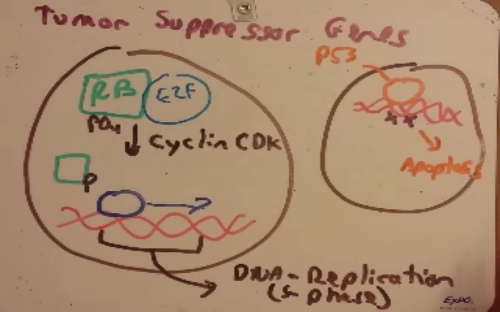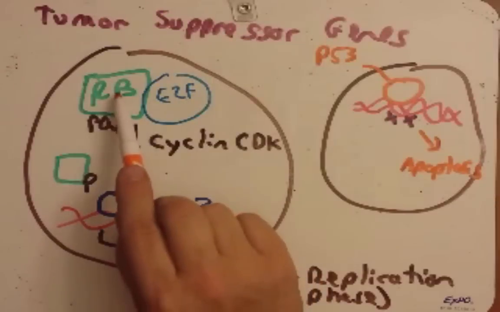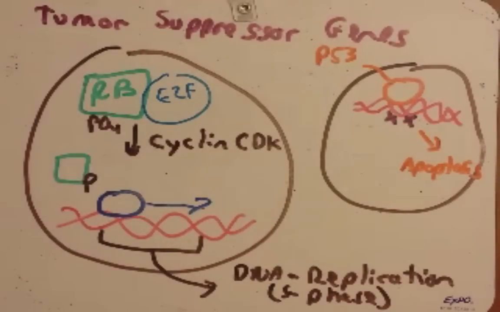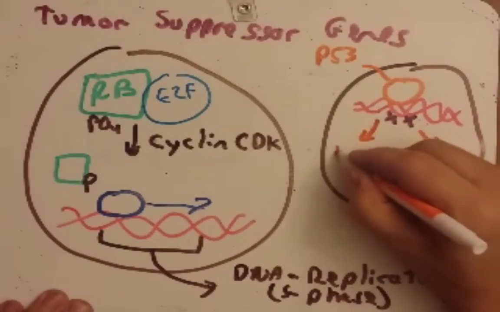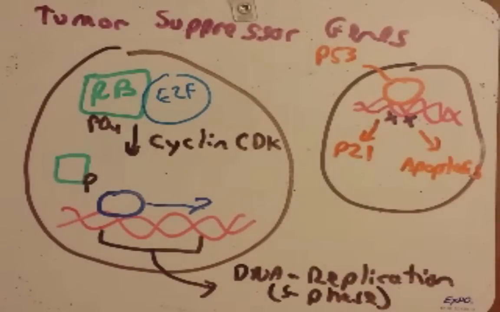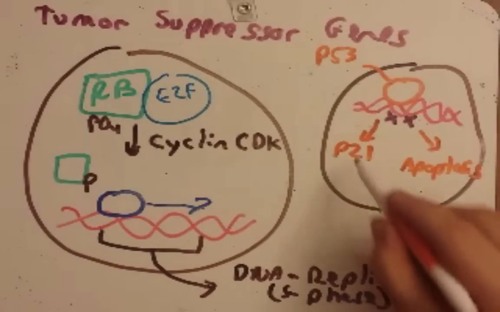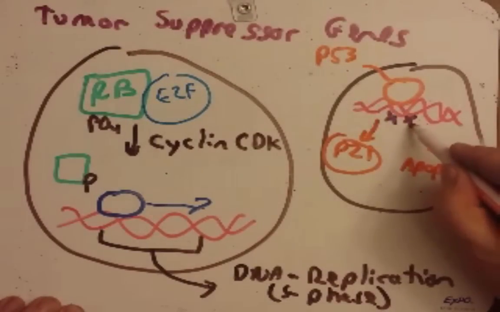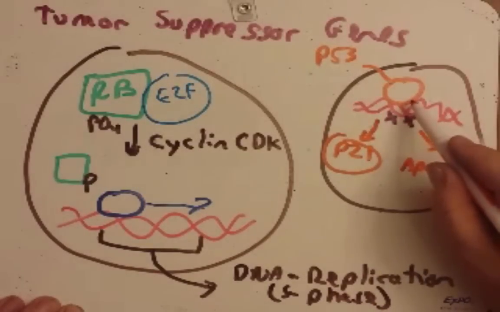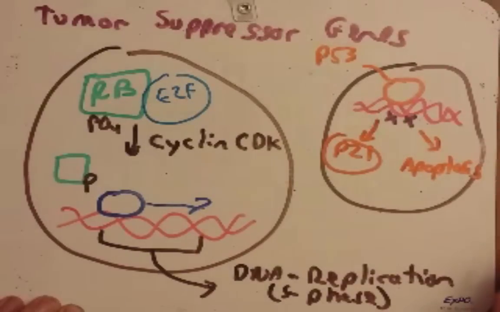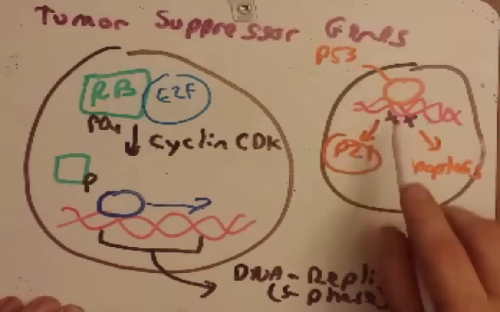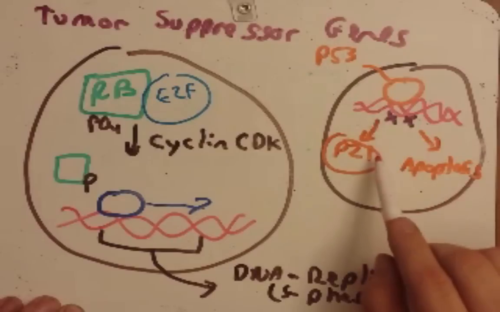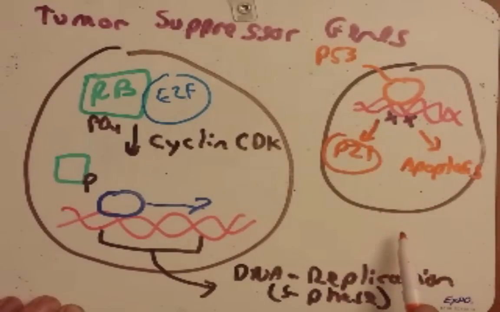However, if it's going to fix it, it needs to stop the cell cycle. It needs to cause retinoblastoma to bind to E2F. And the way it does this is by activating this gene called P21. I know, another gene. But P21 is this protein and its job is to inhibit cyclin CDK. So I'm going to say this again. If the damage is going to be fixed, p53 signals the cell to stop the cell cycle so that it can fix this DNA. So in order to stop the cell cycle, it activates this protein called p21.